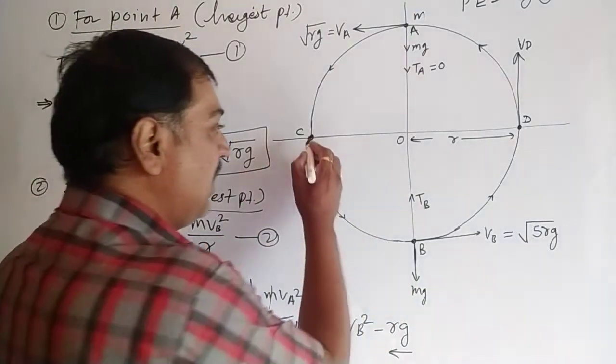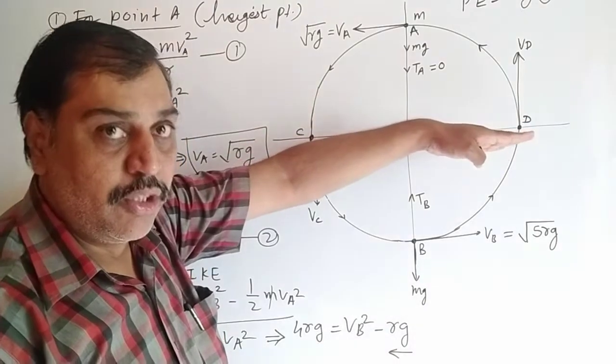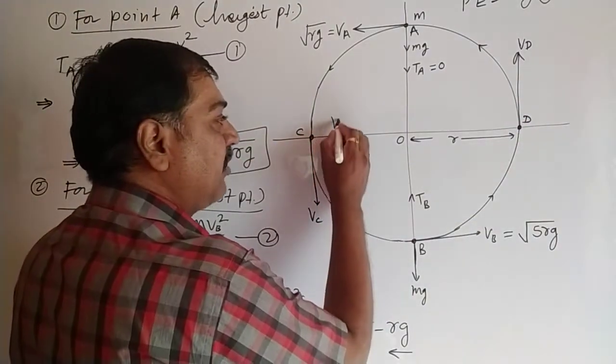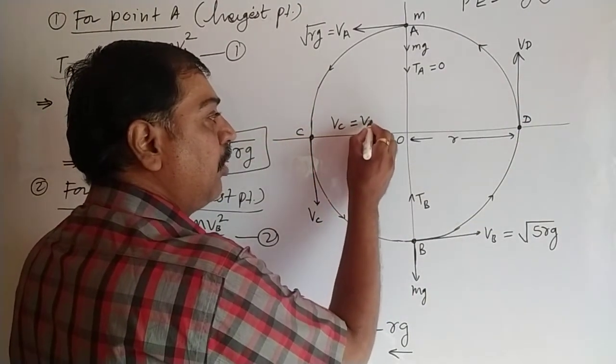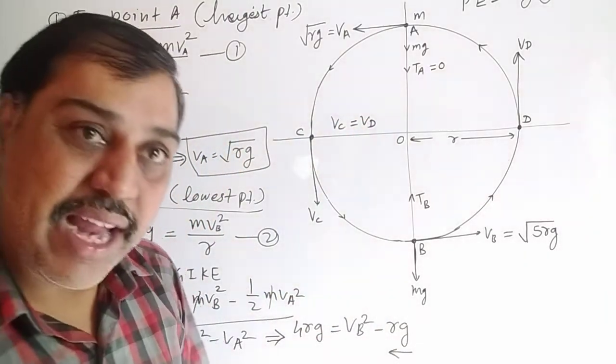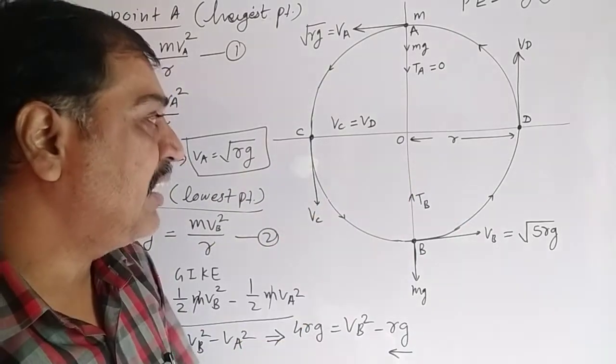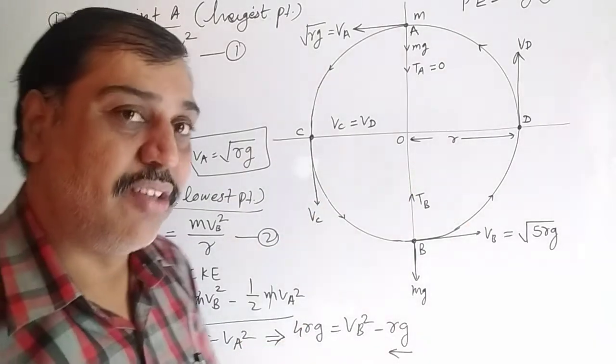Now remember, points C and D are such that they are at equal horizontal height. So whatever be the velocity at C, that must be equal to the velocity at D. Both of their velocities are the same. Why? Because both have the same height. Is that clear? That's why their velocity is the same.